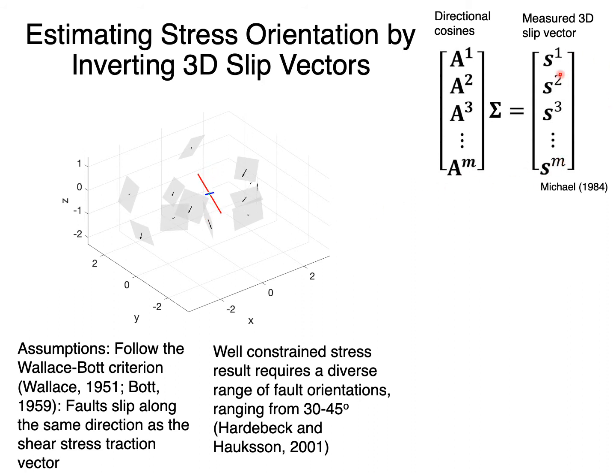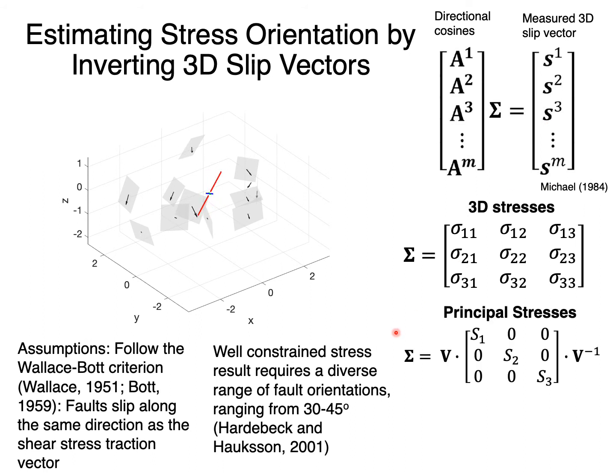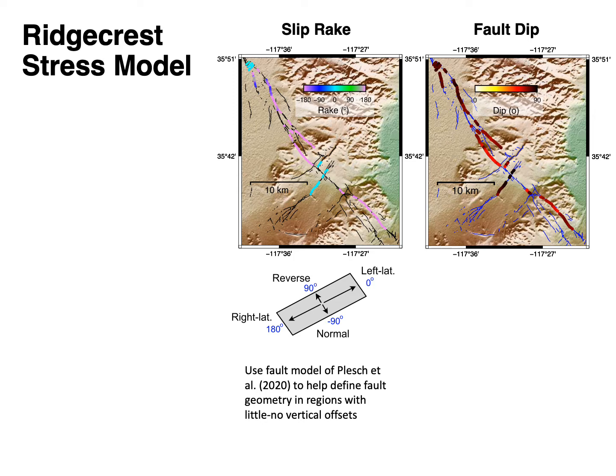So here's our slip vector, our data vector that contains the slip vectors. We then use it to invert for the 3D stress tensor, and we can estimate the principal stresses with an eigenvalue decomposition. And then we can also estimate the R, what's also known as the shape ratio value. This is a fairly useful property because it gives you an idea of the relative magnitude of stresses between the different principal stresses, because we can't estimate the absolute magnitudes of stresses, we only get the orientation. So this gives you an idea of the relative sizes of the different principal stresses.